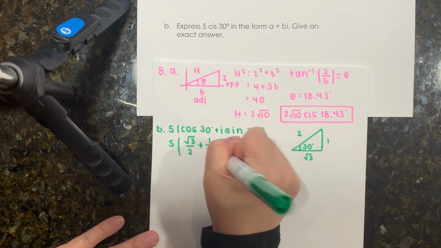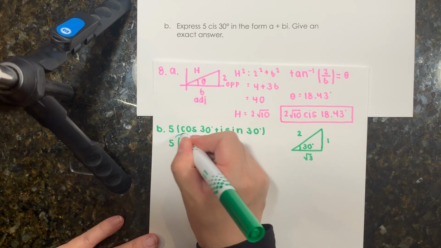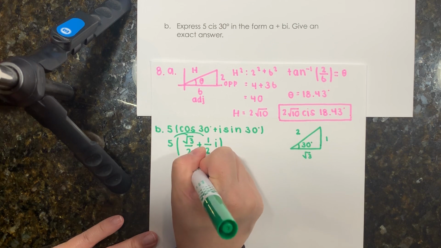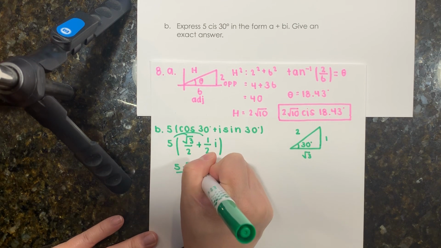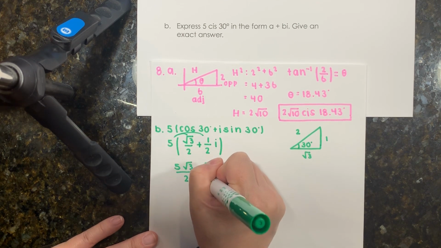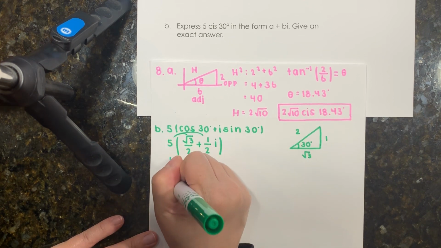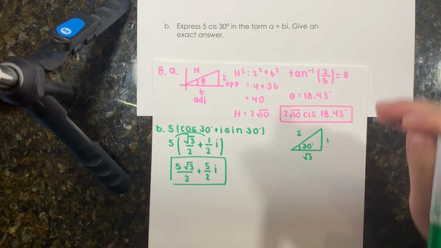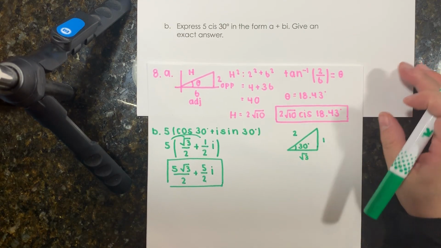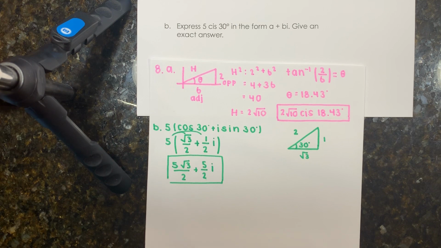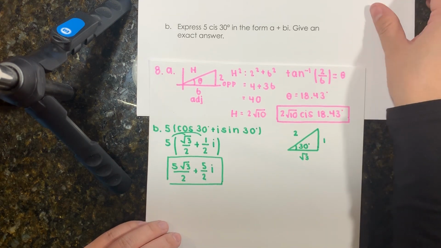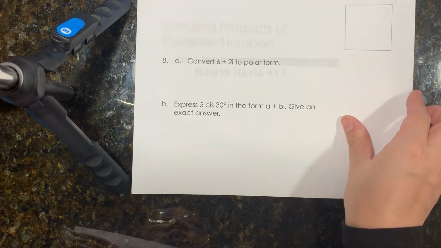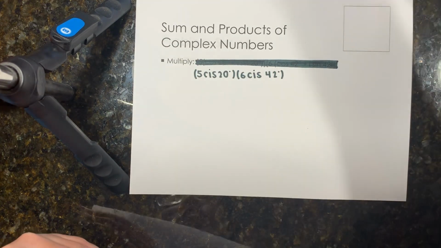But don't forget your i. And then you're going to distribute your 5. So your answer will just be 5 root 3 over 2 plus 5 over 2 i. And that would be your result. So CIS stands for cosine plus i sine, and then all you're asked to do is to expand that. That completes number 8.